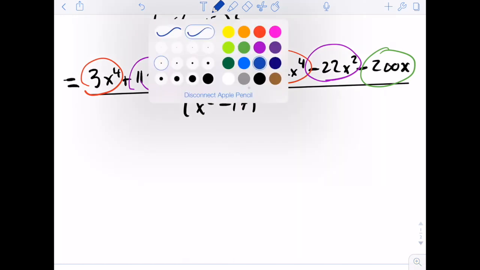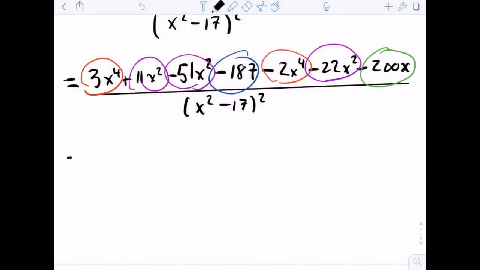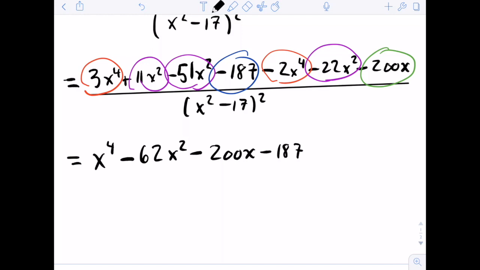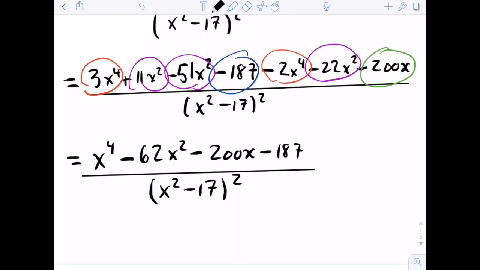So just bringing everything together, 3x to the 4 minus 2x to the 4 is just 1x to the 4, so you've got x to the 4. Combining the other ones, you end up getting minus 62x squared minus 200x minus 187, all divided by x squared minus 17 squared. And that is the derivative.